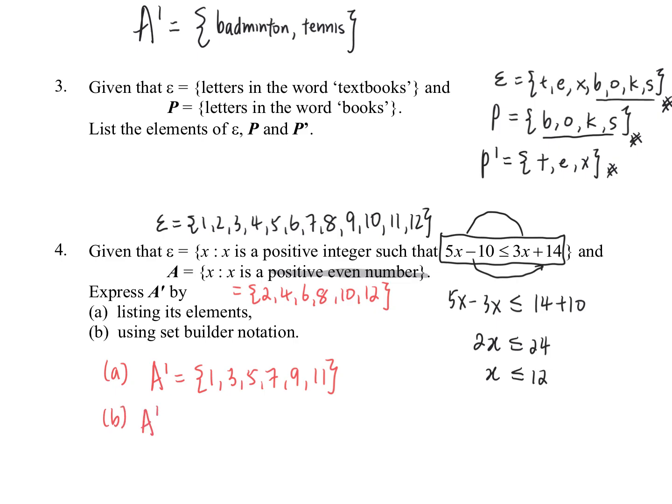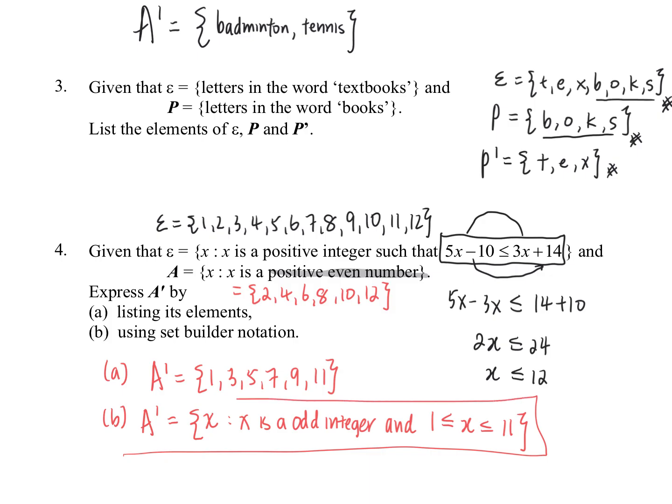And then they want you to write this with set builder notation. So what should I define it to be? X such that X is an odd integer, trapped between 1 and 13, or 12, or 11. Okay, so this one is quite flexible. As long as it makes sense, we will mark it right.